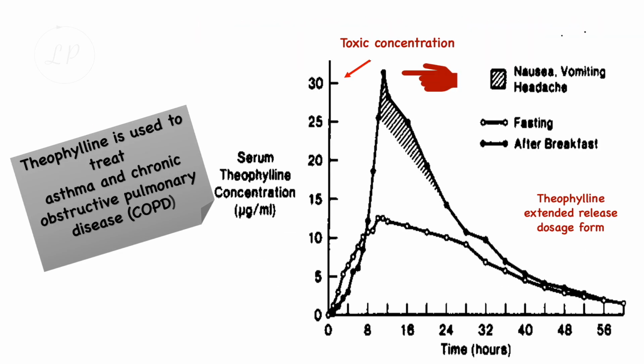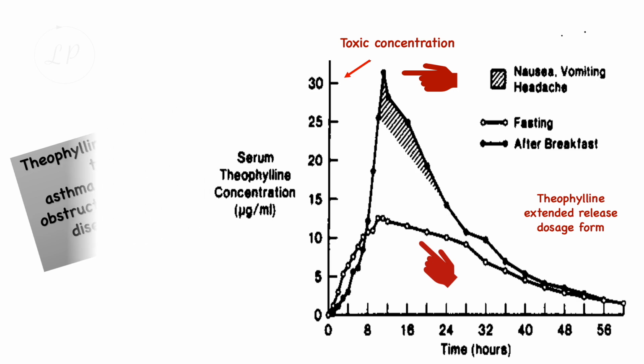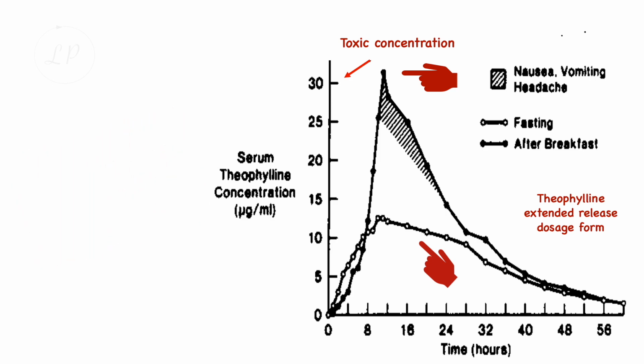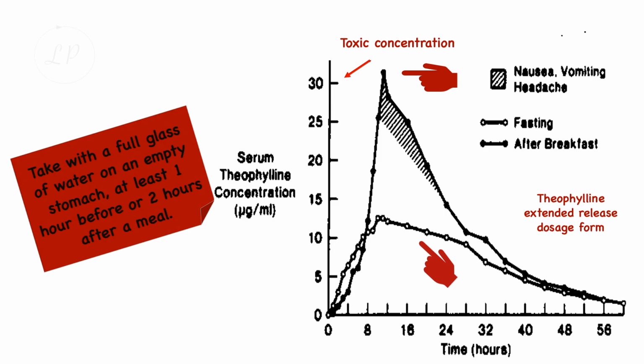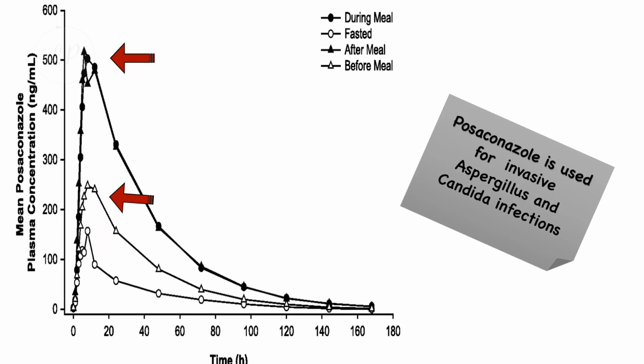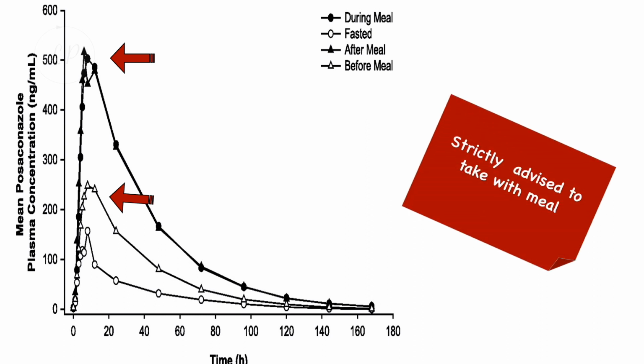Look at this graph. It shows two plots. The first one shows the serum concentration of theophylline when taken with food. The other one shows the concentration without food. It is clearly evident that with food the concentration has risen to a toxic level, and the patient experienced side effects like vomiting and headache. Contrary to theophylline, posaconazole is always advised to be administered with meals to achieve the desired plasma concentration.